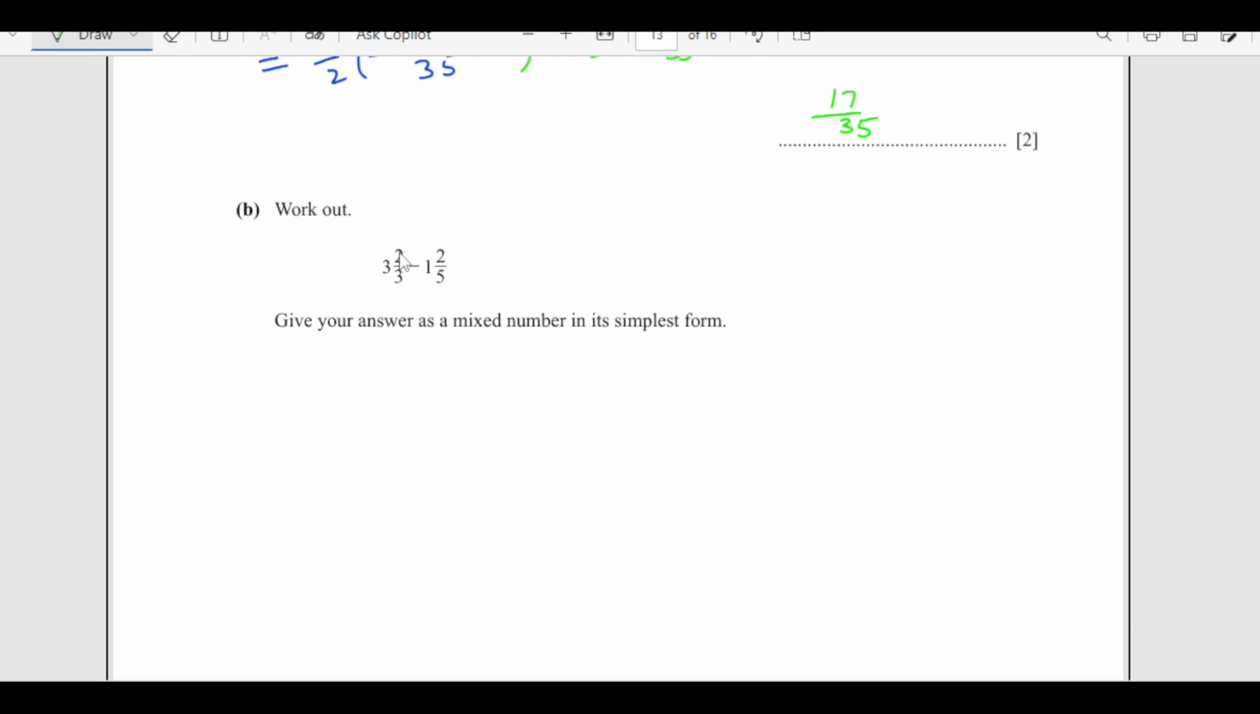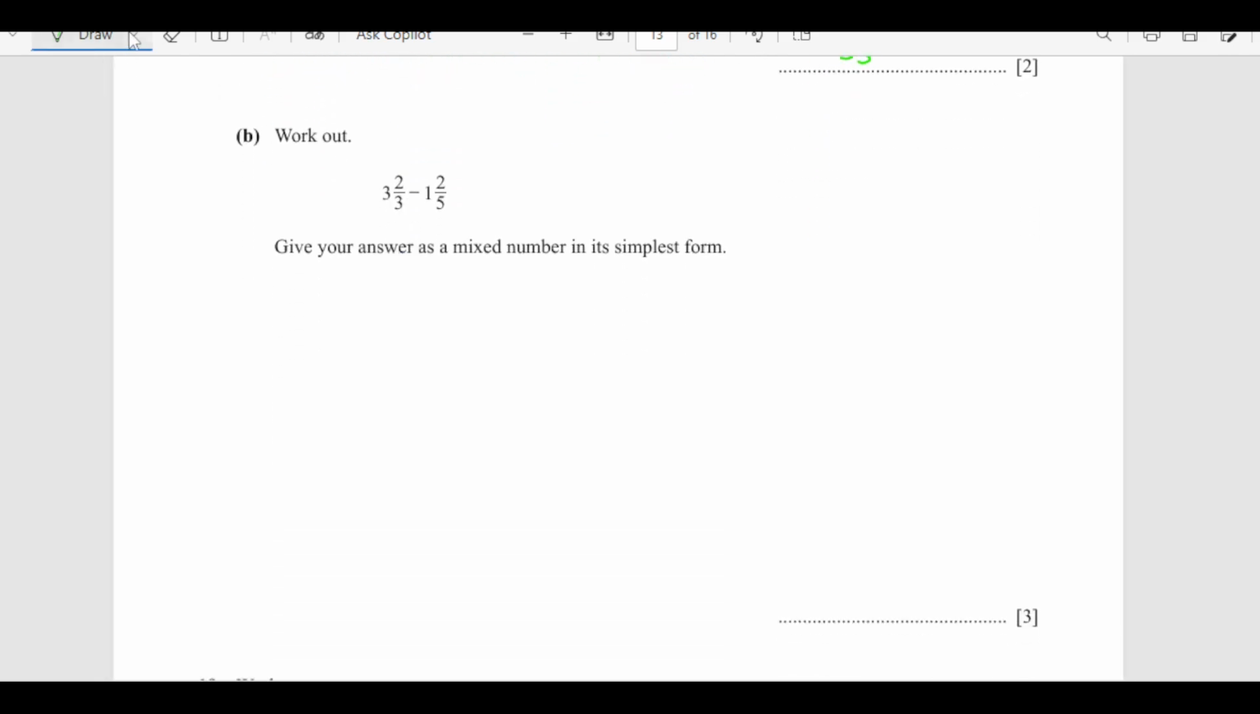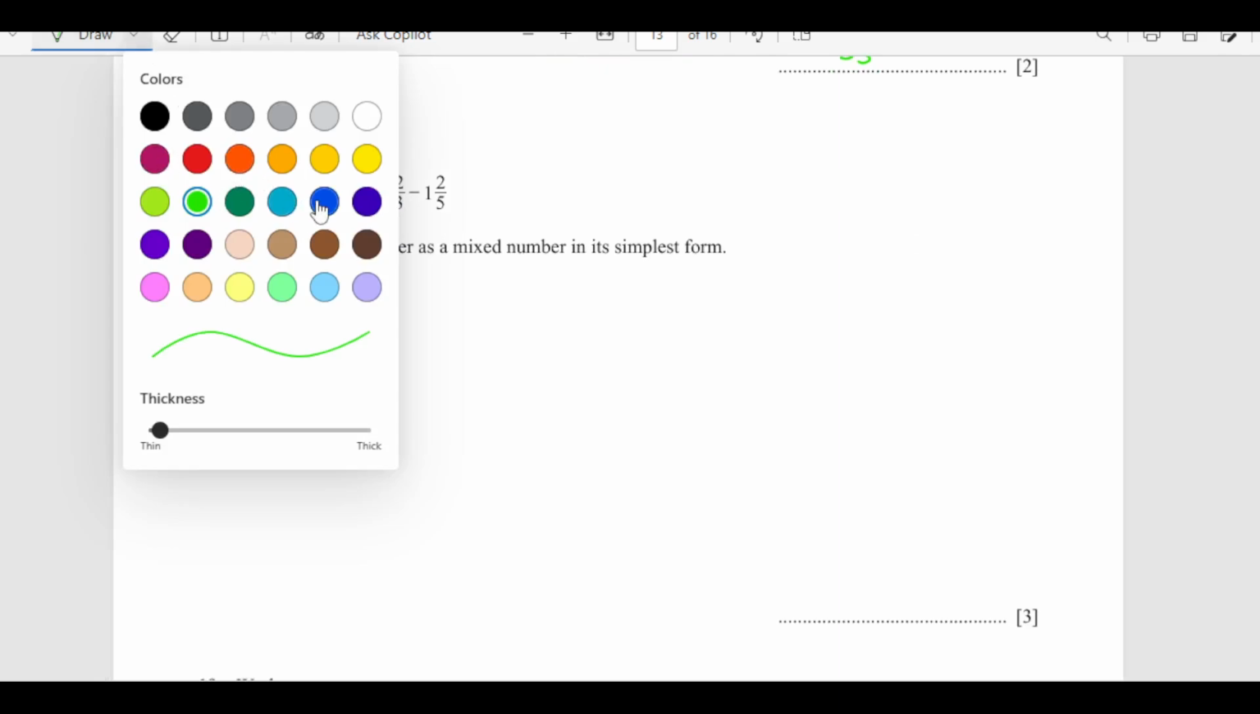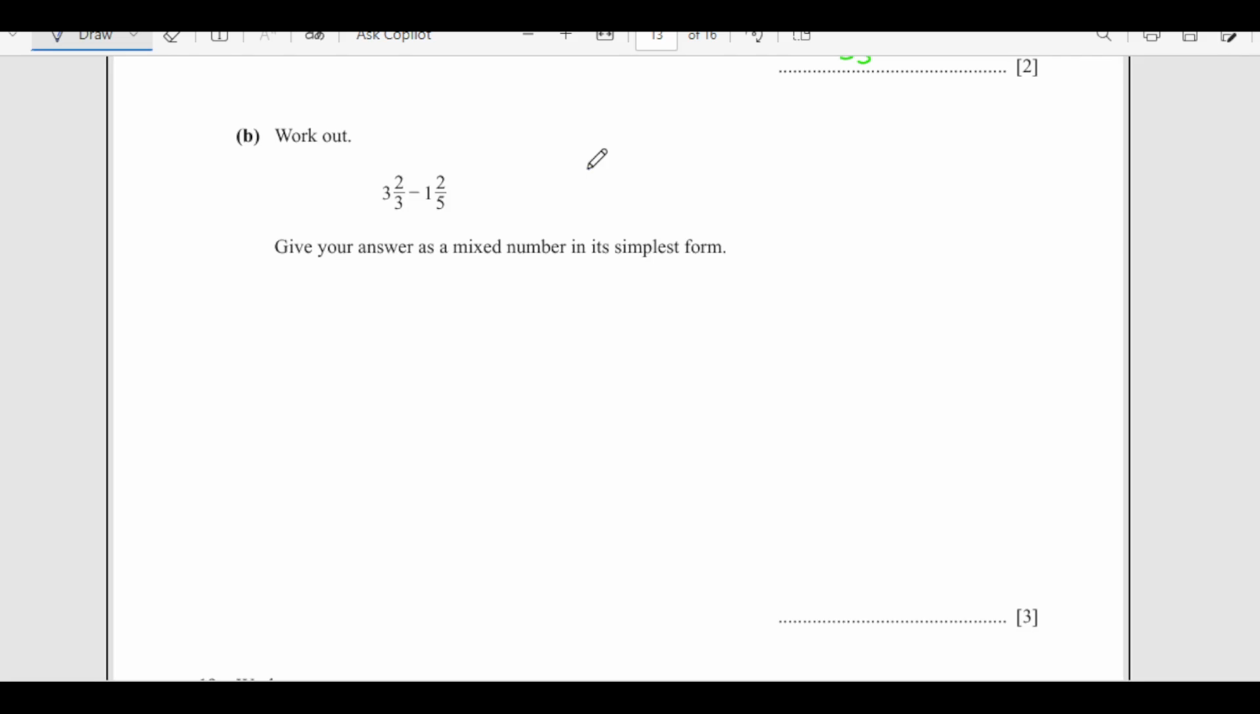Now work out 3. We have been given here a mixed fraction. So this is going to be 3 and 2 over 3 minus 1 and 2 over 5. So how do you break this? It goes like this, clockwise. 3 times 3 is 9, 9 plus 2 is 11. So this is going to be 11 over 3 minus 5 times 1, 5 plus 2, it is 7 over 5, right? So then we have here 15.